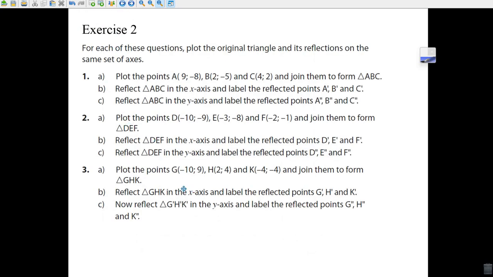There's another question 4 too. You'll see it when you look in your notes. Your teacher will give you those questions when you go to do it. Well, there you go. That's how you reflect shapes.